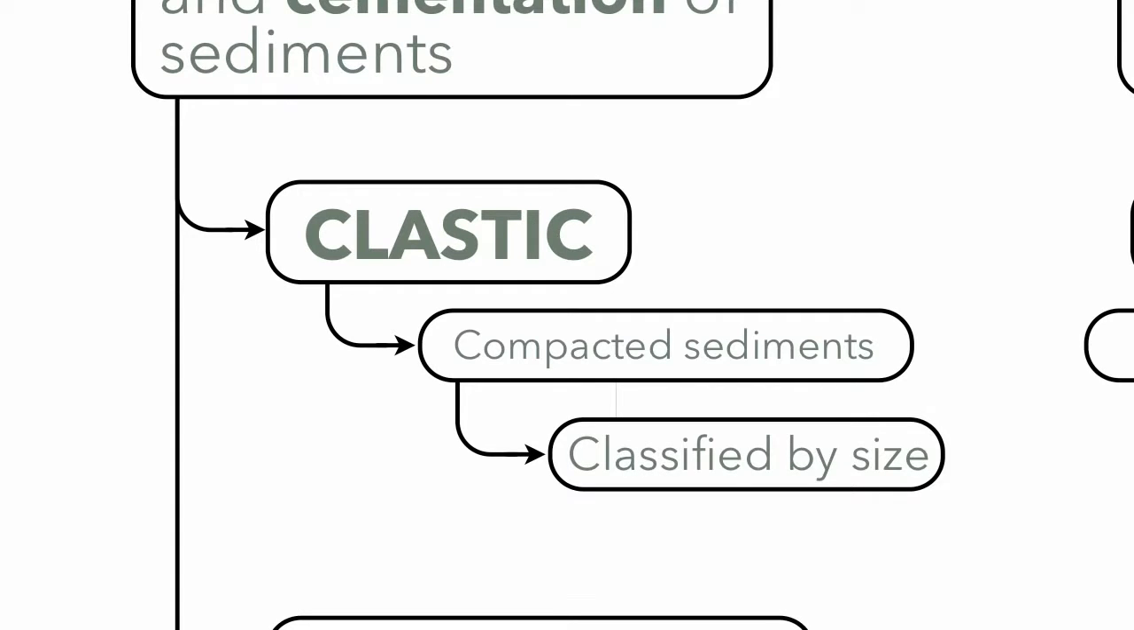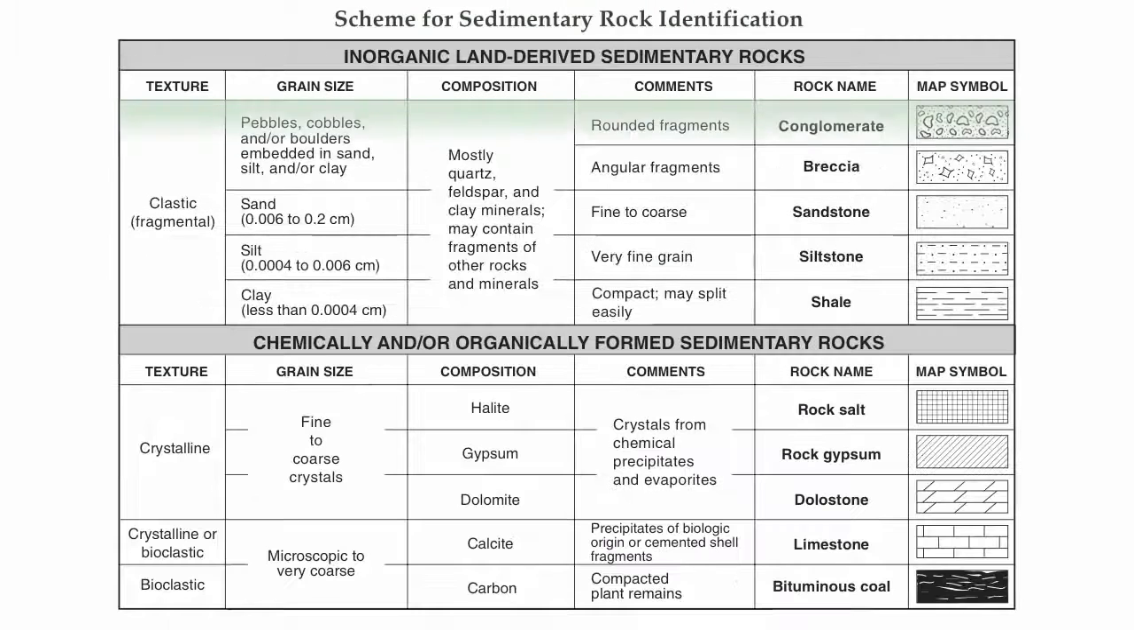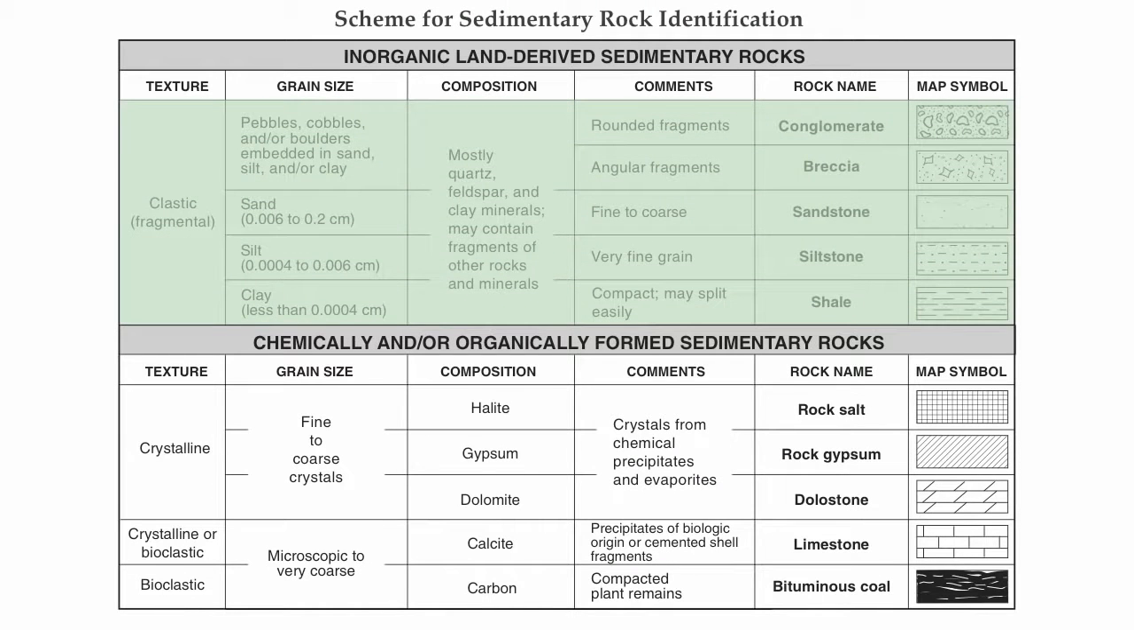Let's take a look at the sedimentary rocks reference table. Now, the clastic rocks are the ones that are on the top half. They are also referred to as inorganic, because they don't involve any living materials, and land-derived, meaning they come from the land. They come from the rock that makes up the land.